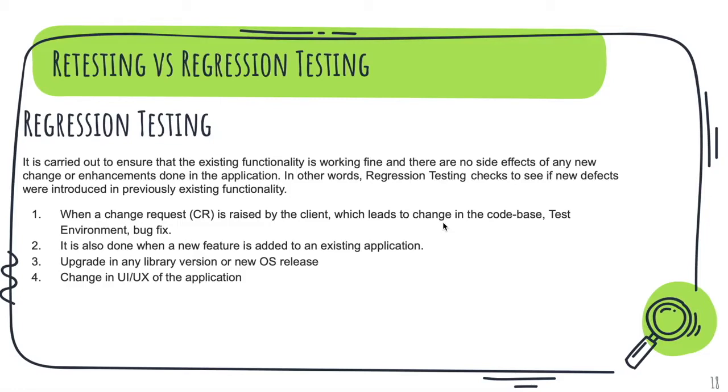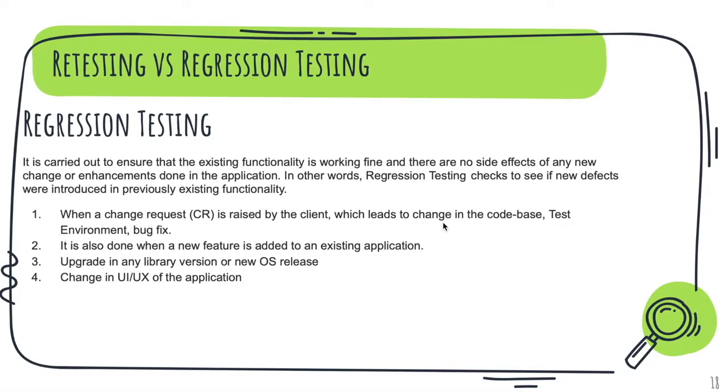So when we are doing regression testing, basically we are doing it once there is a change request raised by the client or maybe any other stakeholder or product manager, which leads to a change in the code base, or if there is a change in the test environment, or if any bug has been fixed, we do regression testing. It is also done when a new feature is added to an existing application.